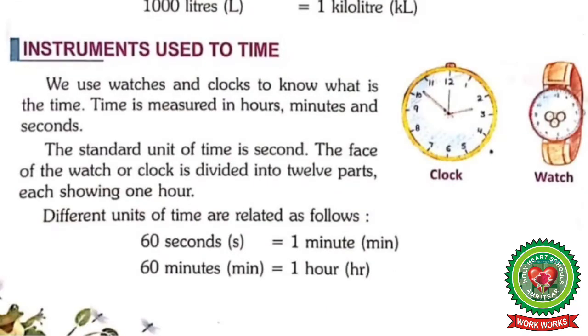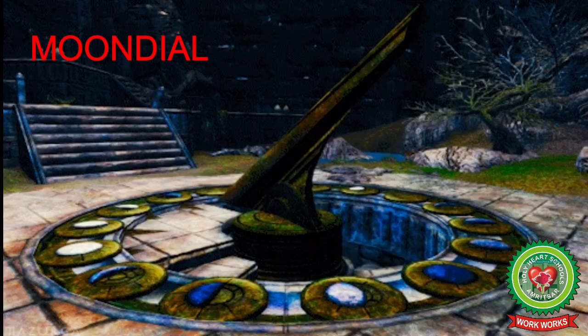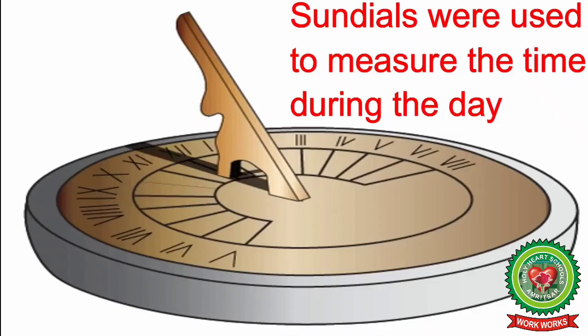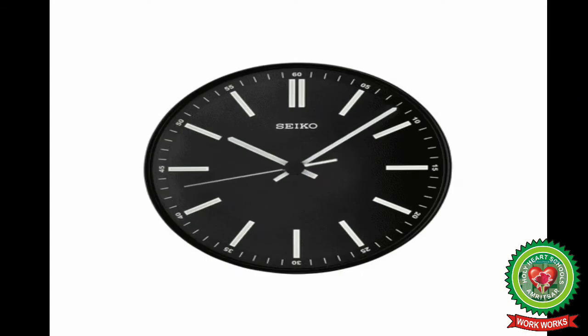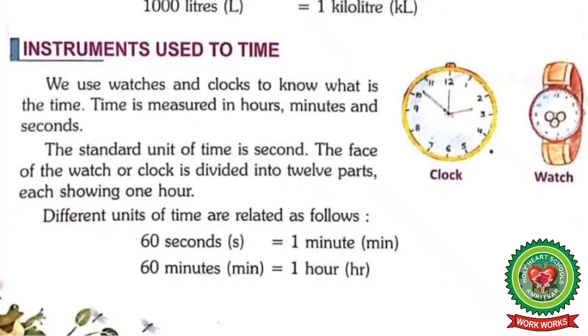Now come to the next topic, instruments used to measure time. In earlier days, people used to keep track of time by watching the movement of the sun, the moon, and some fixed stars in the sky. Then, sundials were invented to measure time during the day. Later, pendulum clocks, wall clocks, and digital clocks were invented to measure time. We use watches and clocks to know what the time is.